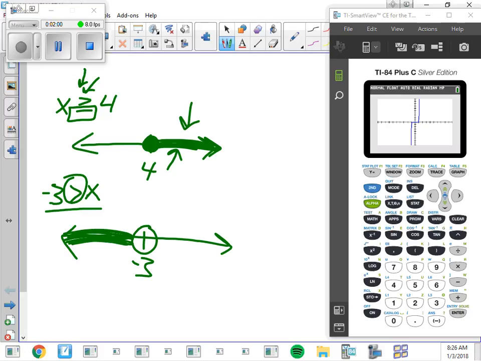So x is smaller than negative 3. So negative 2 doesn't work. Negative 2 is not smaller than negative 3. Negative 2.5 doesn't work. What about negative 3? Negative 3 doesn't work. But negative 3.1 will work. It has to be smaller than negative 3. Okay?